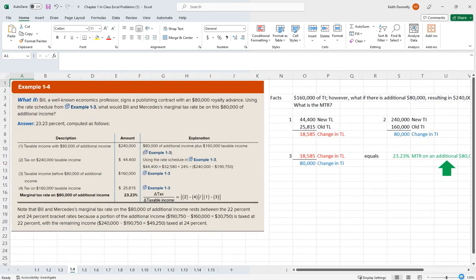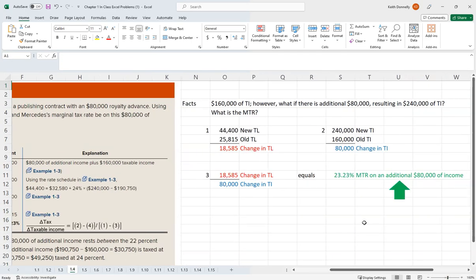Second thing: we just figured out that you make 160 grand and you're going to owe 25,000 on that. Now they're changing up the facts a little bit. They're saying, what if there was an additional $80,000 of income? So you're going from 160 to 240. What is the marginal tax rate on that additional 80,000?